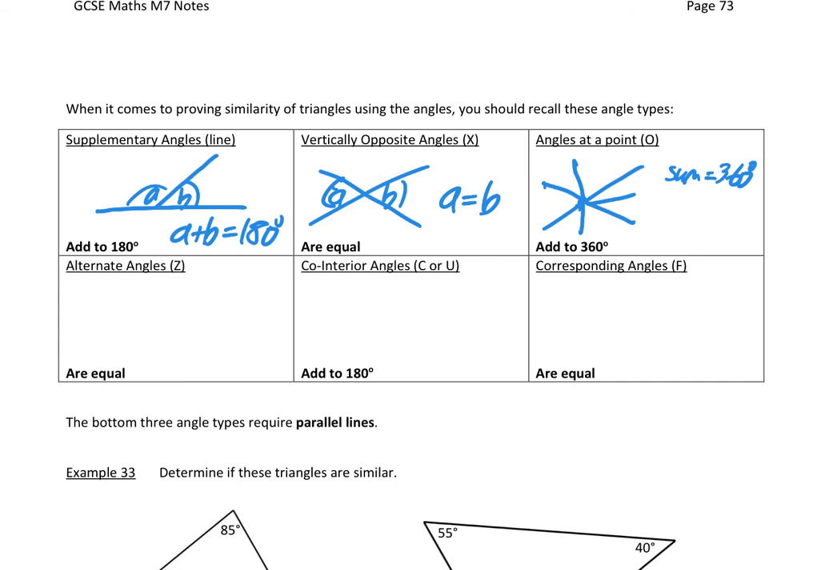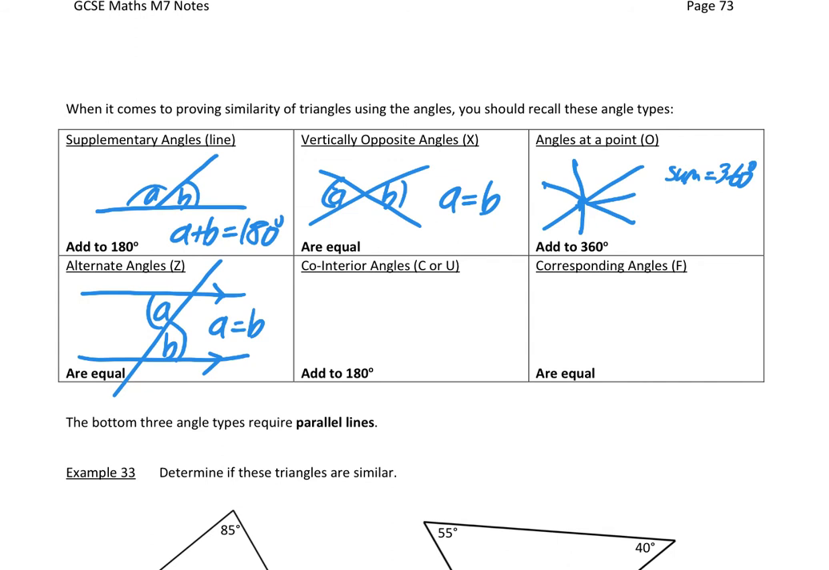Next one was alternate angles. So we need to draw our parallel lines here. Draw a wee parallel line, put a wee arrow on it to show it's parallel, and do your wee line which goes across it. It's what's called a transversal. So A and B, they're on alternate sides of the transversal, so A is equal to B.